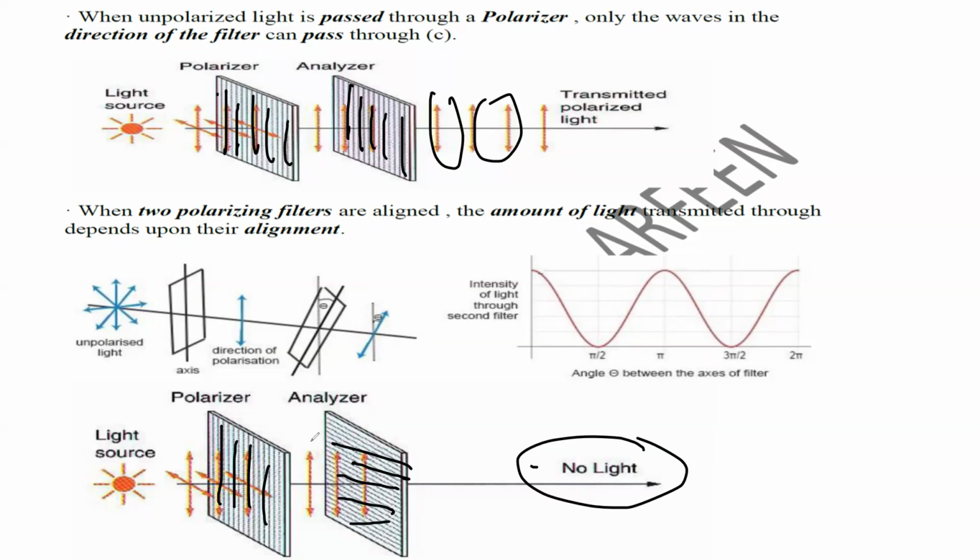Because the polarized light does not have a horizontal component, and the analyzer only allows the horizontal component to pass. It does not allow the vertical component to pass. So it will absorb all the light. So when a person is observing from here, he will not observe anything. There will be no light.